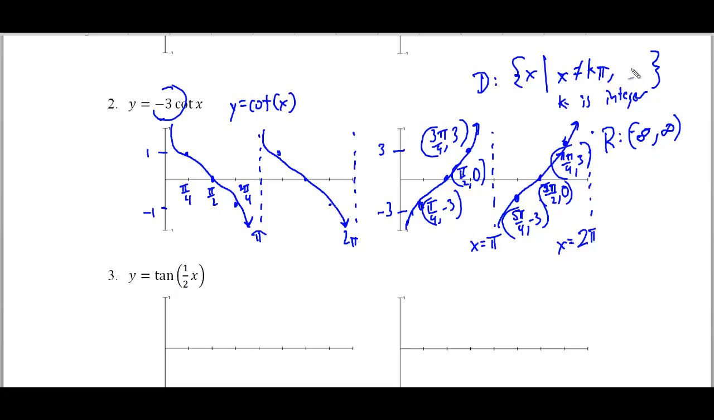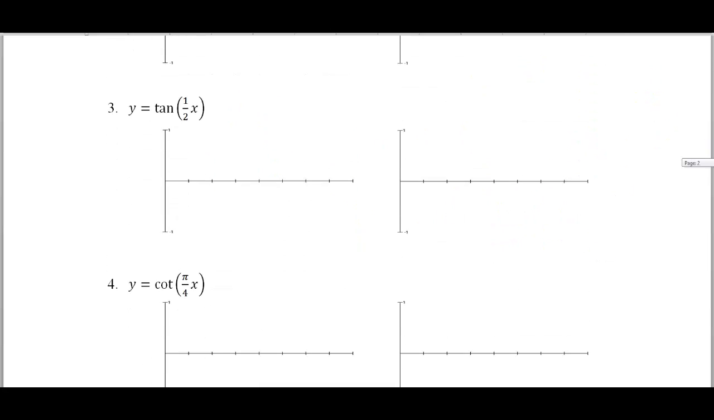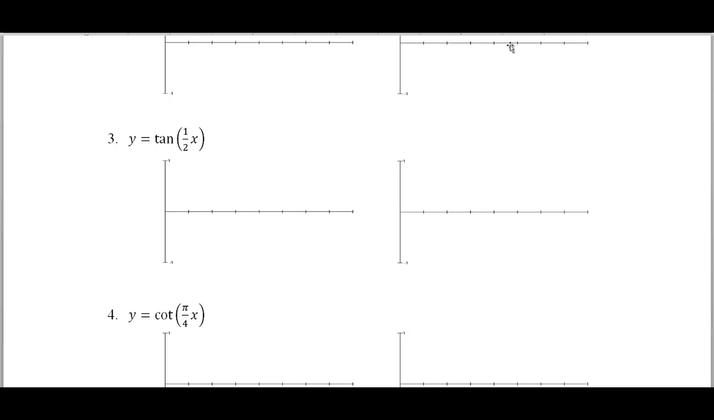All right, let's move on to the next problem, problem 3. And we'll stop this video after problem 4 here, because what we're about to do is write the parent function down again quickly for tangent.